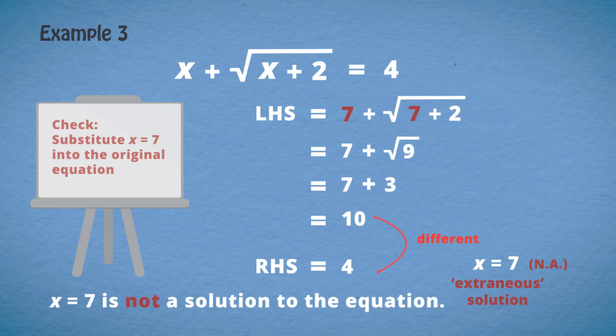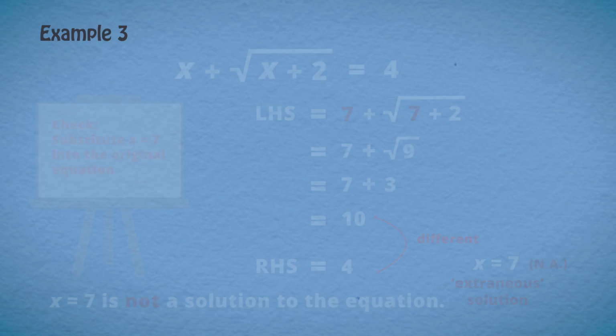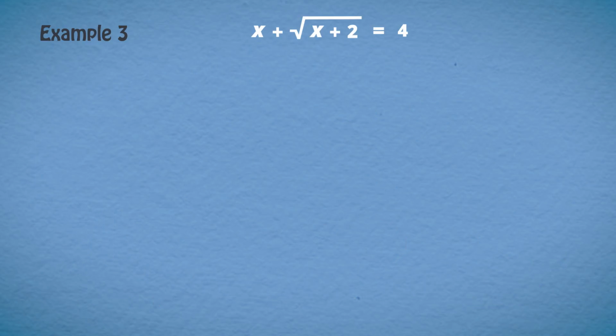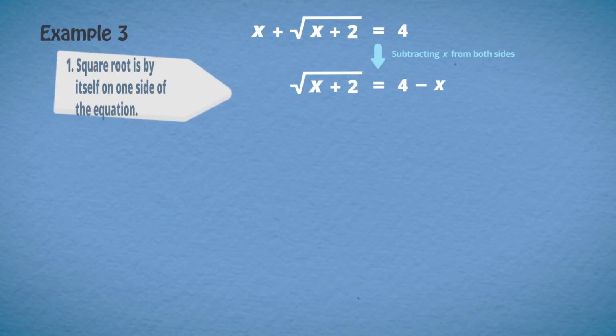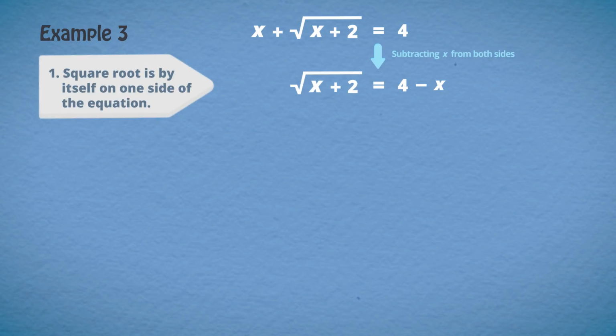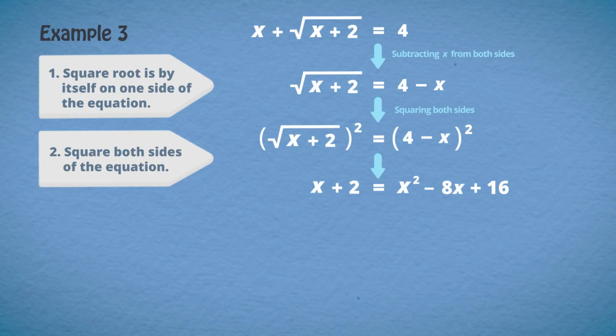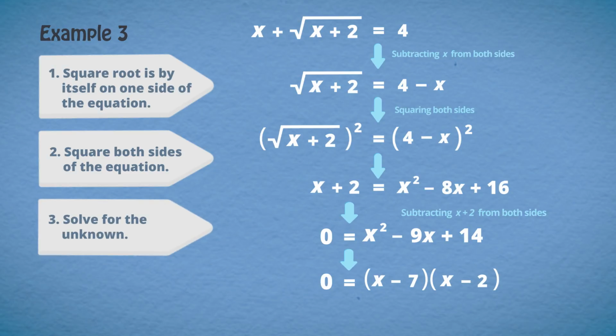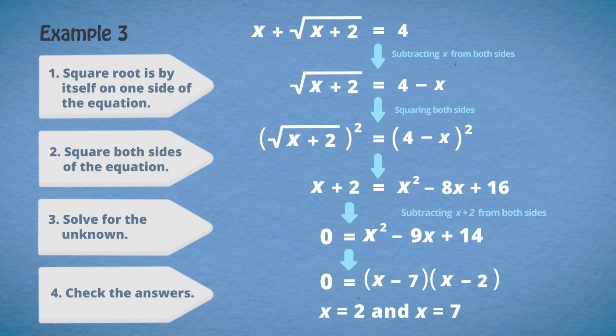At this point, let's do a quick summary of what you have just learned. To solve an equation containing one square root, first, make sure that the square root is by itself on one side of the equation. Next, square both sides of the equation. Then solve for the unknown. And finally, check the answers with the original equation.